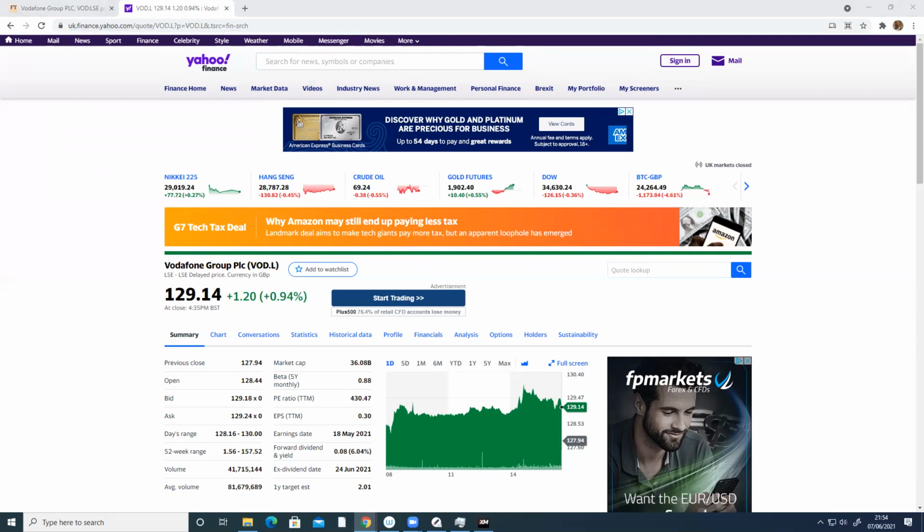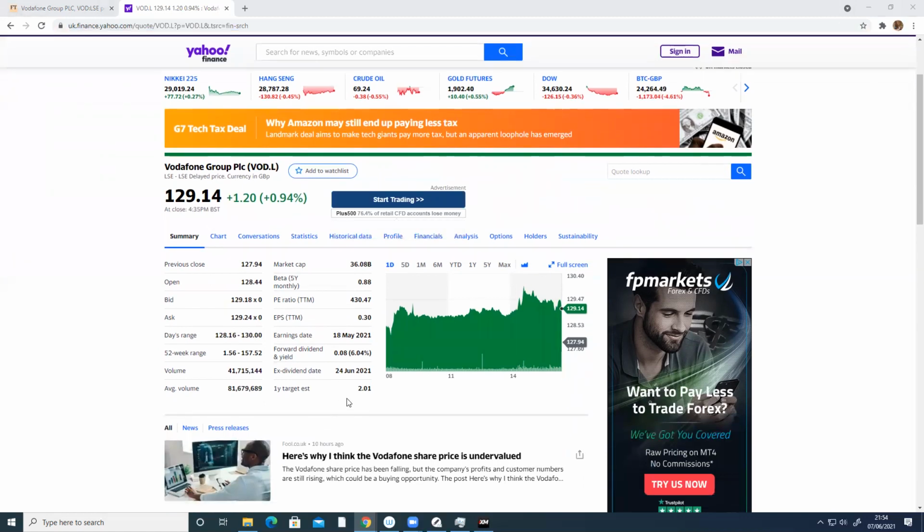Right, so this is what we've got now. There's Vodafone. Now, can you see the 1 year target it's telling us? They estimate that Vodafone will get to 201.